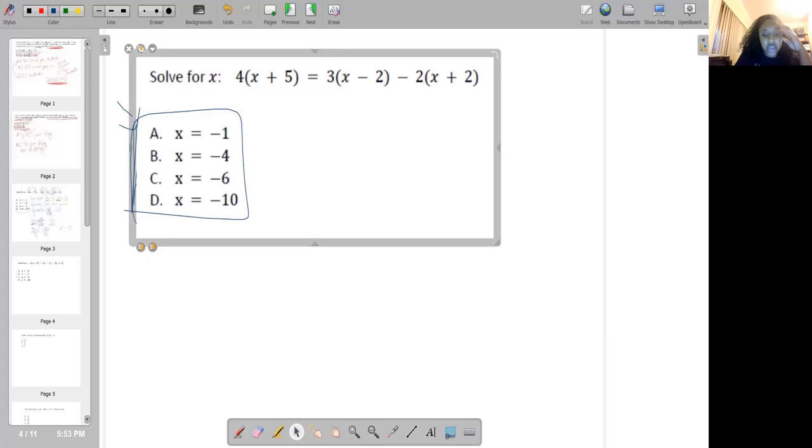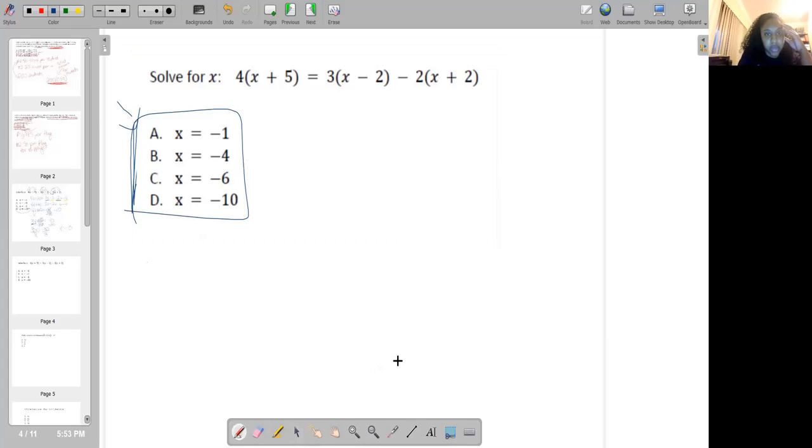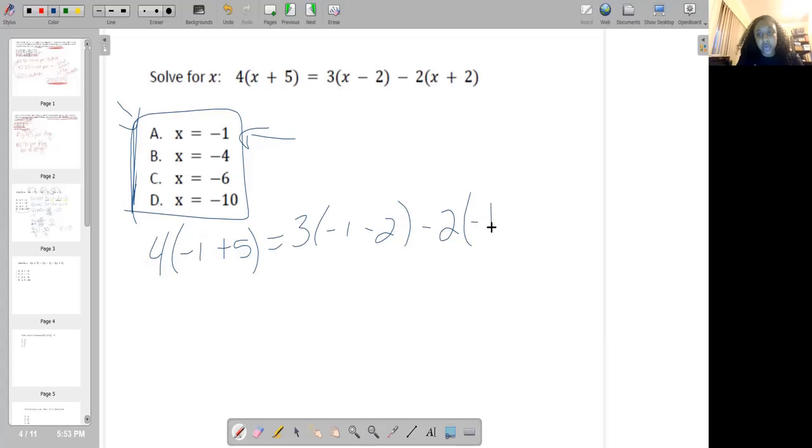There we go. If I chose to start with that negative 1, I'm going to take that negative 1 and plug it in anywhere I see an x, because we're trying to say that x is equal to negative 1, and we're going to see if it's true. So 4 times negative 1 plus 5 equals 3 times negative 1 minus 2 times negative 1 plus 2.